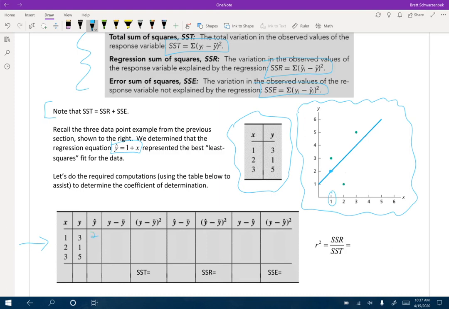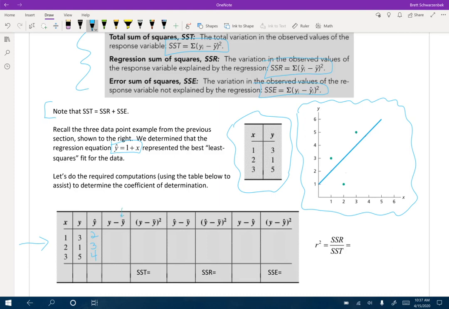If I went to 2, what is the value of y on the line? It is 3. If I went to 3, what is the value of y on the line? It is 4. So those are our y hats for this setup, and we are going to use them to do our calculations. We also need to know, it looks like all of the variables are in terms of y this time around. So we're going to need y bar.